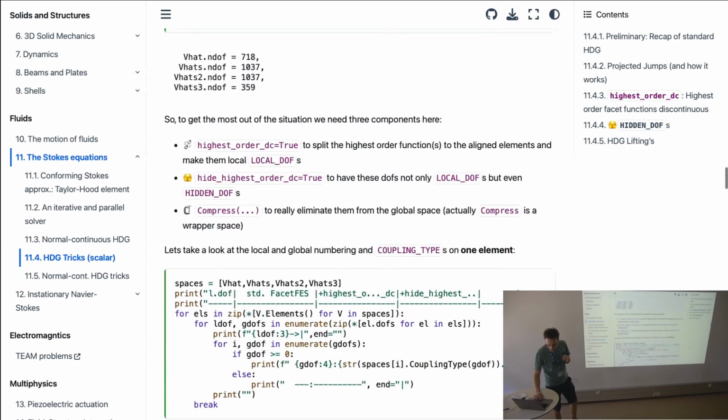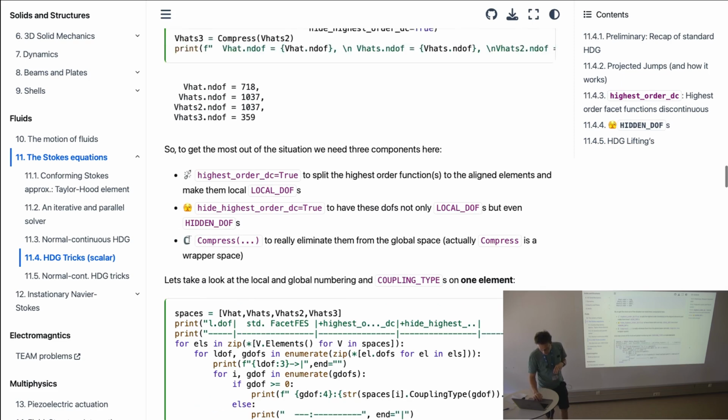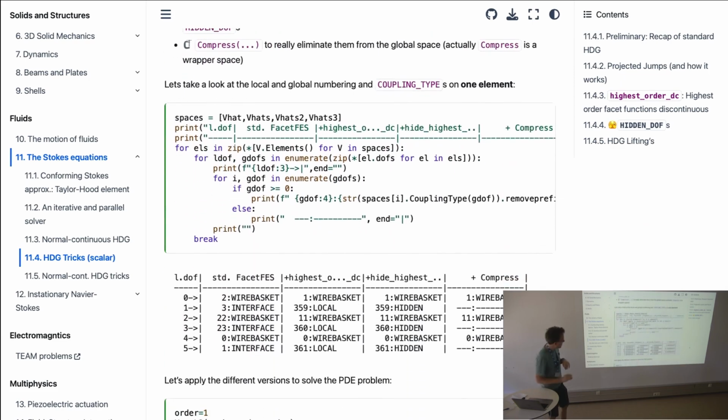Now the question is, at which places are these flags used? To get the method done, we have the highest order discontinuous flag introduced. We have introduced the highest order flag to get this hidden DOF thing activated, and we use the compress in order to reduce the number of unknowns in the vector. It is important to understand there's a different point of view on these degrees of freedom from a local perspective and a global perspective. If you set up element matrices, it's not important if you have a hidden DOF or a local DOF or whatever, you just see this part. But when putting this into a global system, you have to distinguish these things.